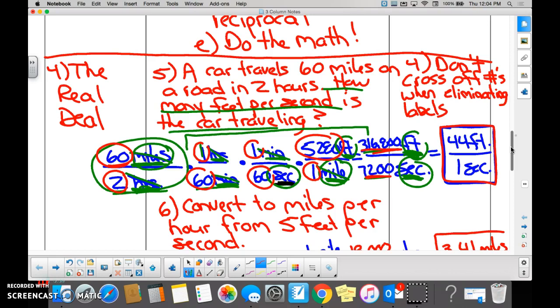Can you use your calculator? Yeah, you just do the division. We have our fraction right here. Do the division to get 44 feet per second. Questions? Any clarifications?